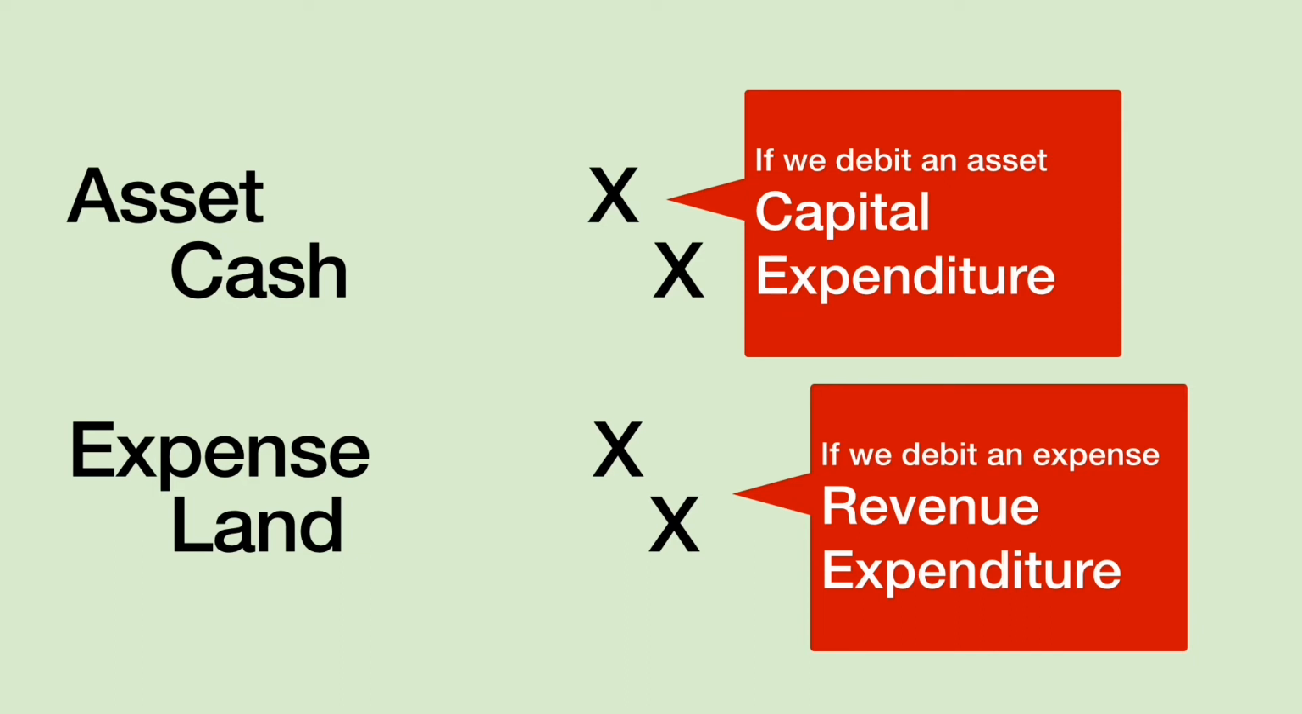This is important because if we're debiting an asset, we're going to capitalize that expenditure and record it as an asset and depreciate it later. Whereas if we're just paying an expense, we can put it in an expense account, it goes to the income statement, and from an accounting point of view, we can just forget about it from that point on.